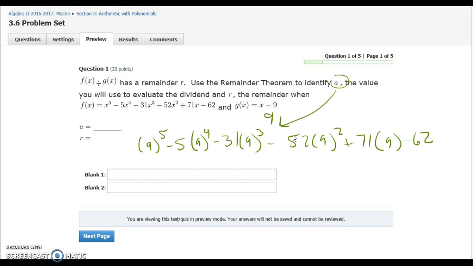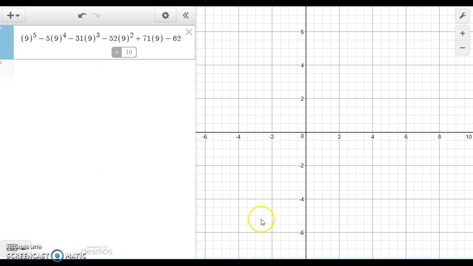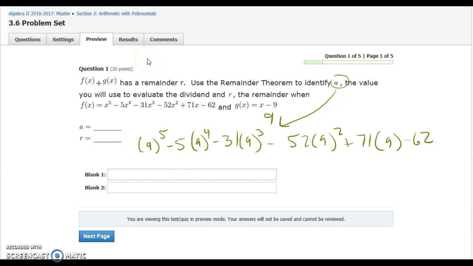And rather than do long division for all of this, I can evaluate it and it will tell me what the remainder is. So I'll type it into a calculator. Once I have it all evaluated, 9 to the 5th minus 5 times 9 to the 4th minus 31 times 9 cubed minus 52 times 9 squared plus 71 times 9 minus 62, it tells me that my remainder is going to be 10. My remainder is going to be 10.